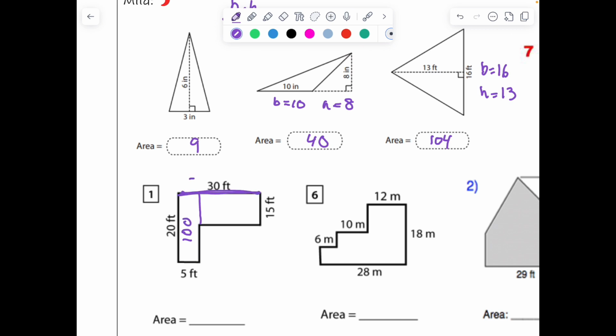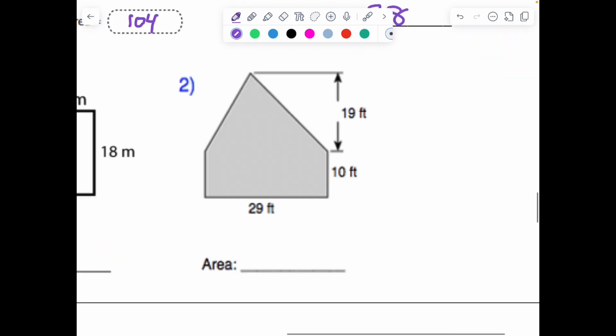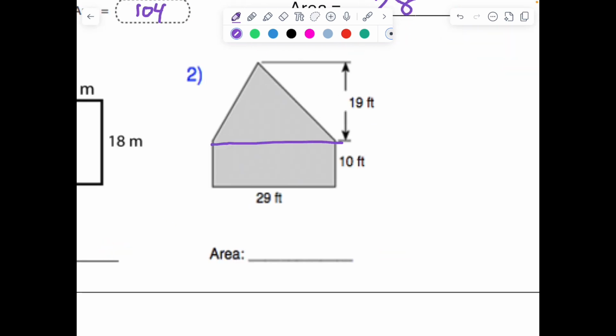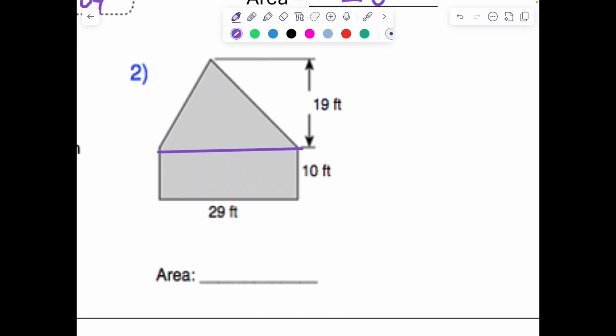And then this is not 30. 5 has been taken off of it. So the length of this is going to be 25 by 15. So this is 375. And if we add those together, we are going to get 475. This one, we could cut this into a rectangle and a triangle. So the rectangle is 29 times 10, which is 290.